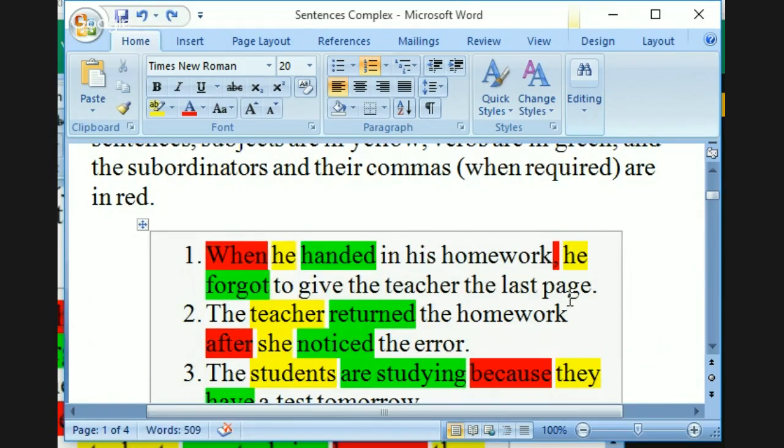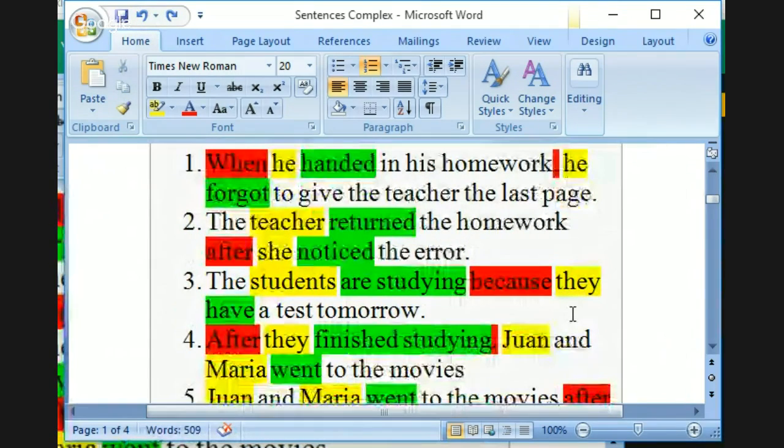And there we go. Our second example: the teacher returned the homework. This is our independent clause. And after is our subordinator, another time subordinator, after she noticed the error.